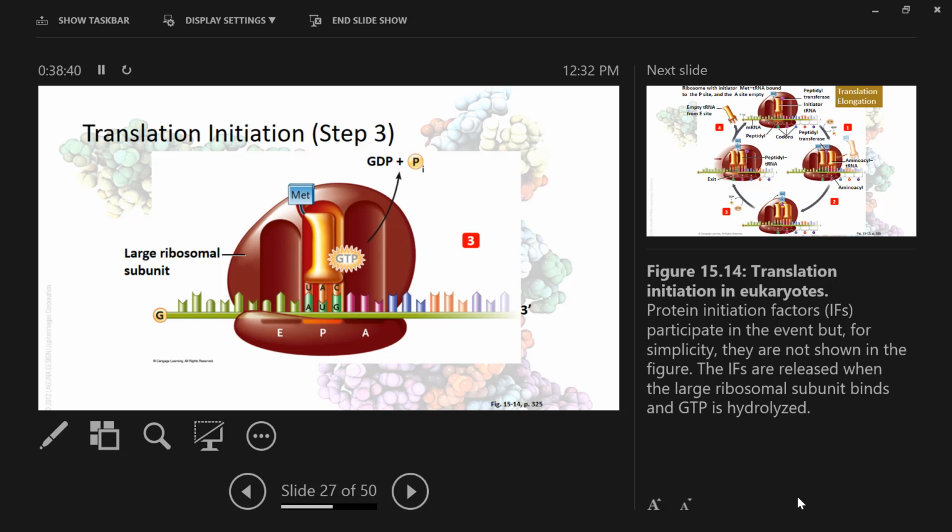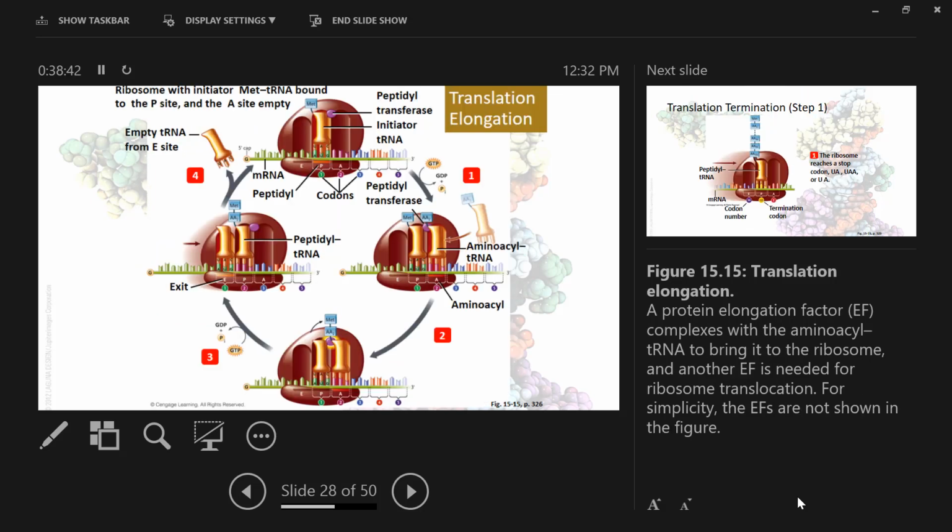And so now initiation is done and elongation takes over. In elongation, you're just going one codon at a time. A tRNA comes into this A site. At the same time that it moves over, the polypeptide is transferred over to that new tRNA, and the old tRNA is ejected. But this is all basically happening simultaneously. As the ribosome is moving over, the polypeptide moves over, and the other tRNA is ejected. All basically happening at the same time.